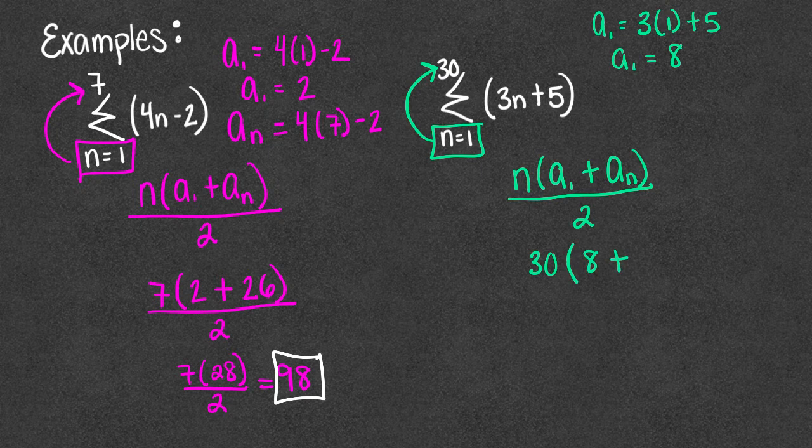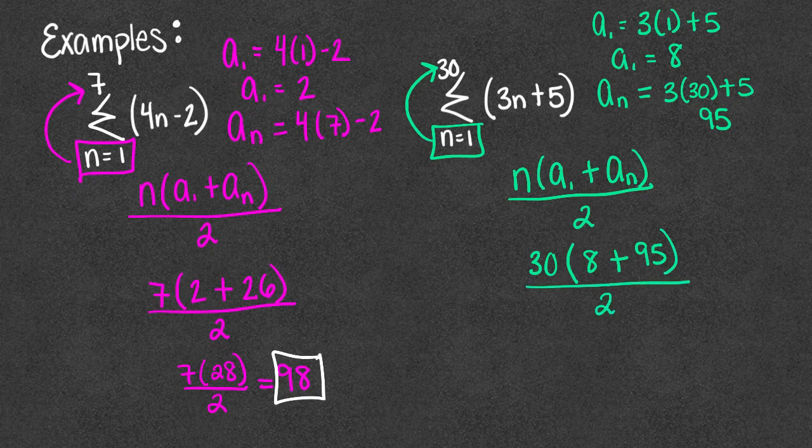I'm going to add that to my last term. So I'm going to find my last term, which is going to be 3 times 30 plus 5, because that's where my sequence is stopping. So 3 times 30 is 90, plus 5 is 95. I'm going to then divide that by 2.